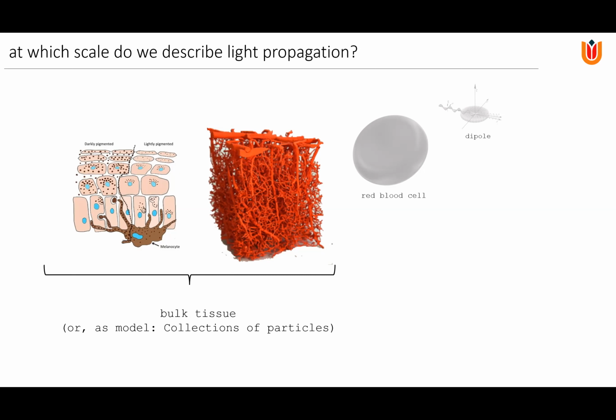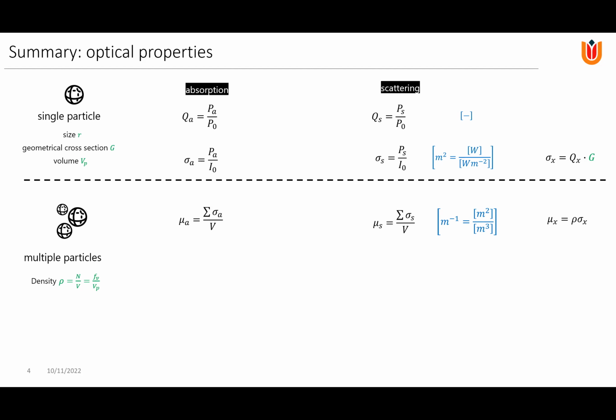Going to multiple particles, the formal way of approaching that would be to define the absorption coefficient, or the scattering coefficient, as the total cross-section per unit volume, so adding all the cross-sections and dividing by volume. If particles are identical, this simplifies to rho times the cross-section, where rho is the number density of particles per unit volume.